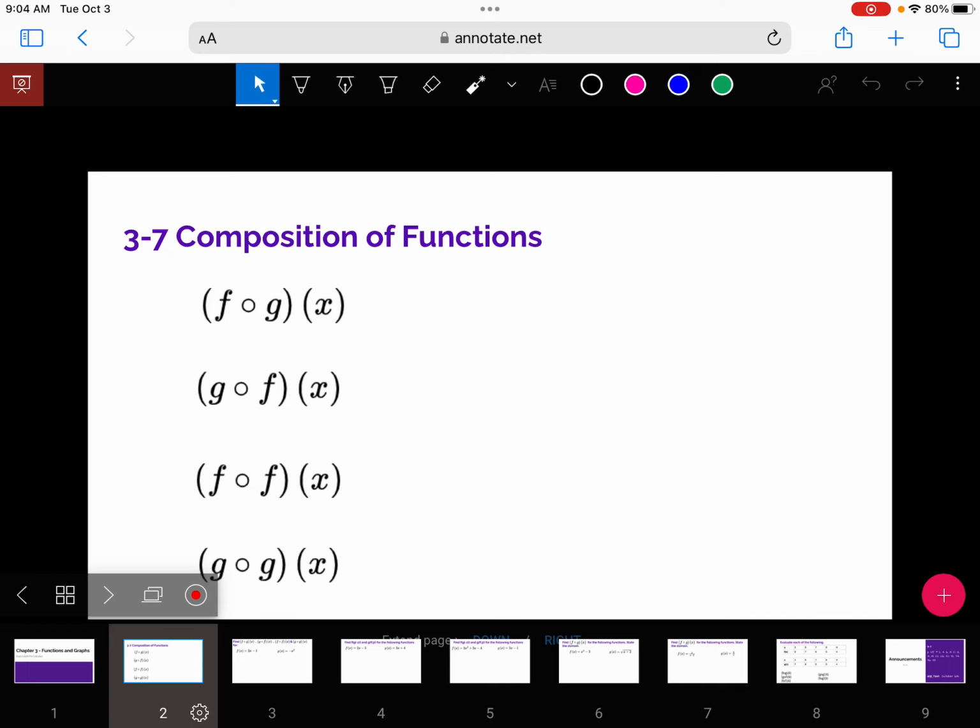So what we're doing today is composition of functions. But yesterday we were doing operations on functions. Today is composition of functions. And all that means is instead of adding them together or subtracting them, we're going to put one inside the other.